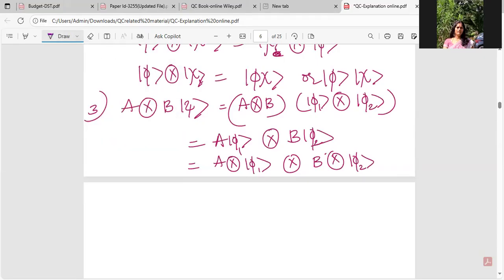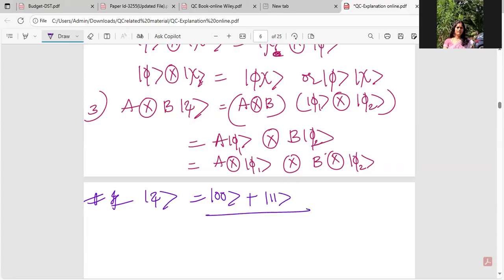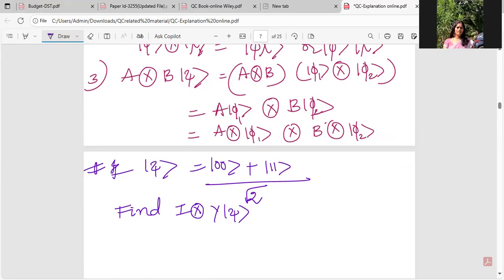Given a question, if ket xi is tensor product of ket 0 plus ket 1 under root 2, find I tensor product of Y ket xi. Okay. Yeah, I is nothing but the identity operator, guys, like our identity matrices in matrix theory. Okay, I'll just write what I is. All of you know what I is. Y also I have defined in the previous video, the Pauli Y gate.